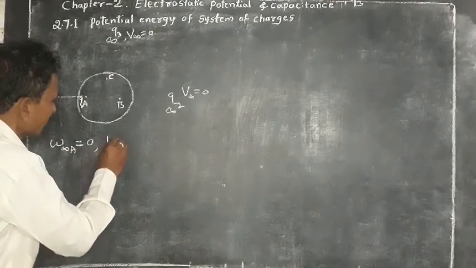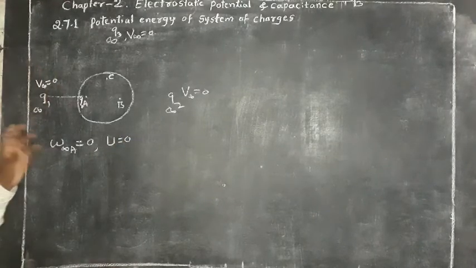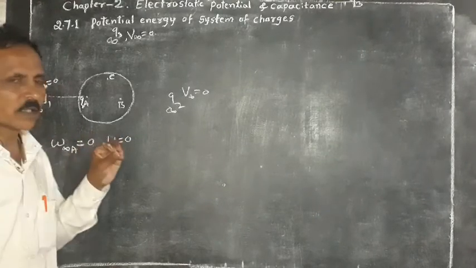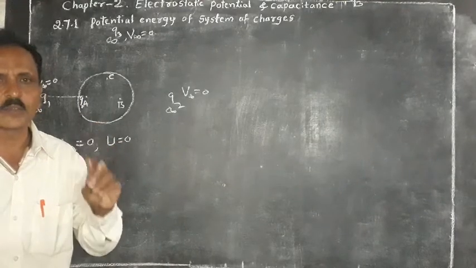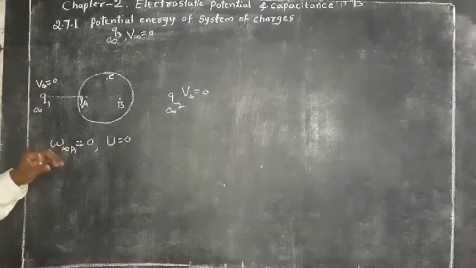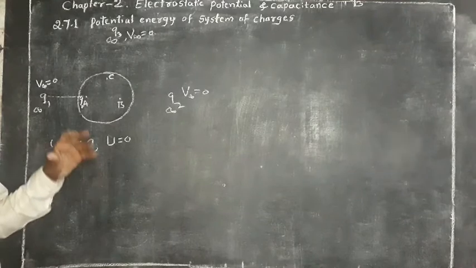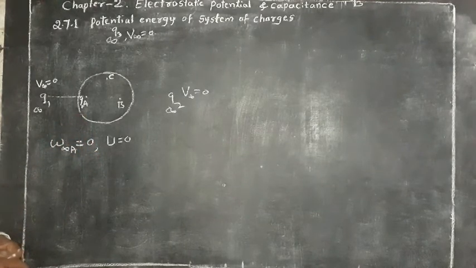Therefore the potential energy U is also equal to 0. Hence the potential energy of a single charge is always equal to 0. Therefore, we calculate the potential energy of a system of charges.